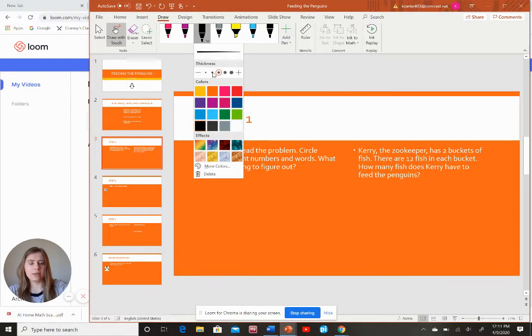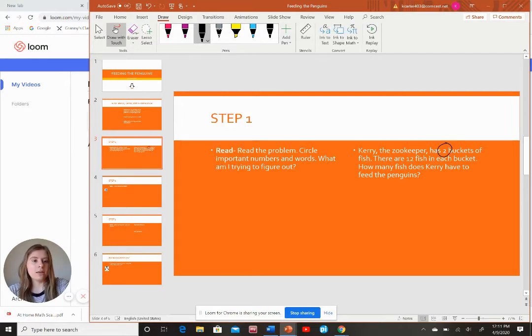All right, I have noticed that it gave us 2 different numbers. First it told us that we're going to have 2 buckets, and then in each bucket, there's going to be 12 fish. That's going to be important to our problem. So, 2 buckets of 12. And then as I try to figure out what it wants us to do, the last question says, how many fish does Carrie have to feed the penguins? That's asking for a total. So I think we're either going to have to add these numbers or multiply these numbers, but I think drawing a picture will help us figure that out. I'm going to go ahead and underline that part as well, because we want to know how many fish in all.